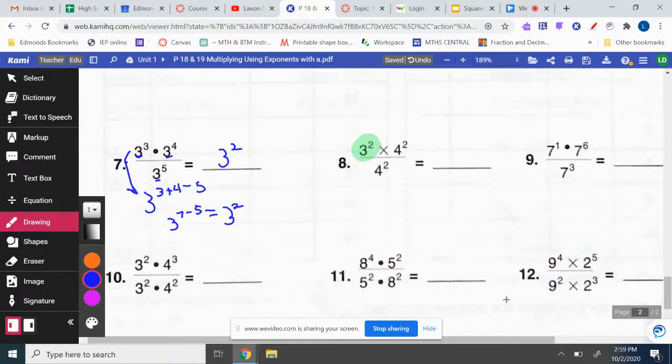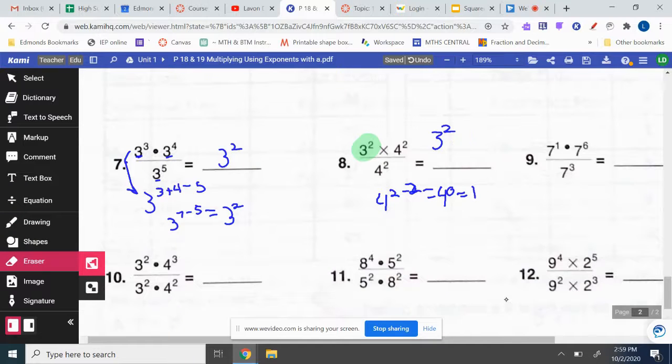I know I'm going to have 3 squared. So we're going to put 3 squared here. But now I have 4 squared over 4 squared. So I have 4 to the second minus 4 to the second. So 4 to the second divided by 4 to the second gives me 4 to the second minus the second power, which equals 4 to the 0 power. And secret word, that equals 1. So multiply this by 1, and I still just get 3 to the second. So that is all extra.